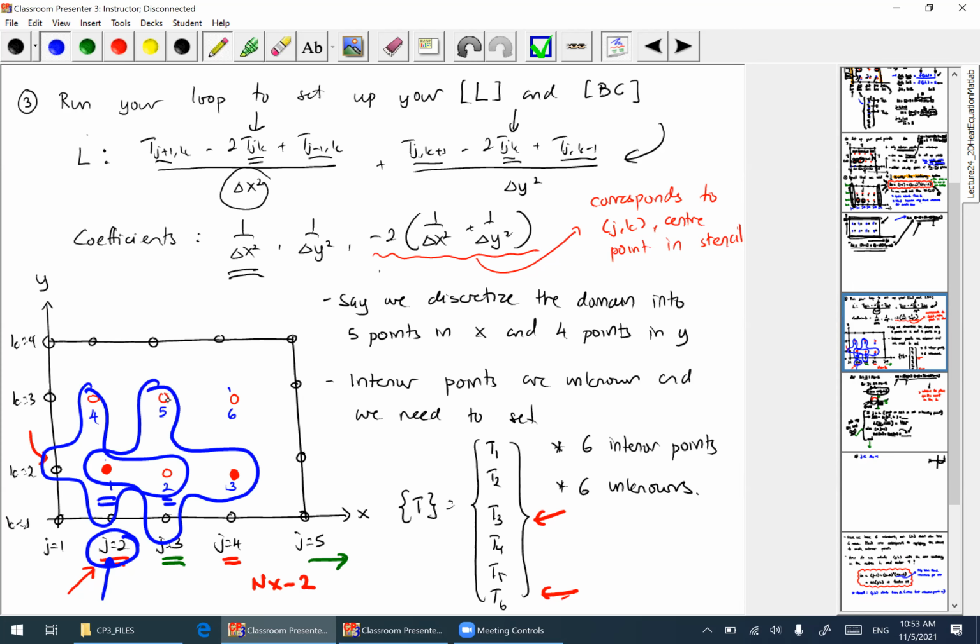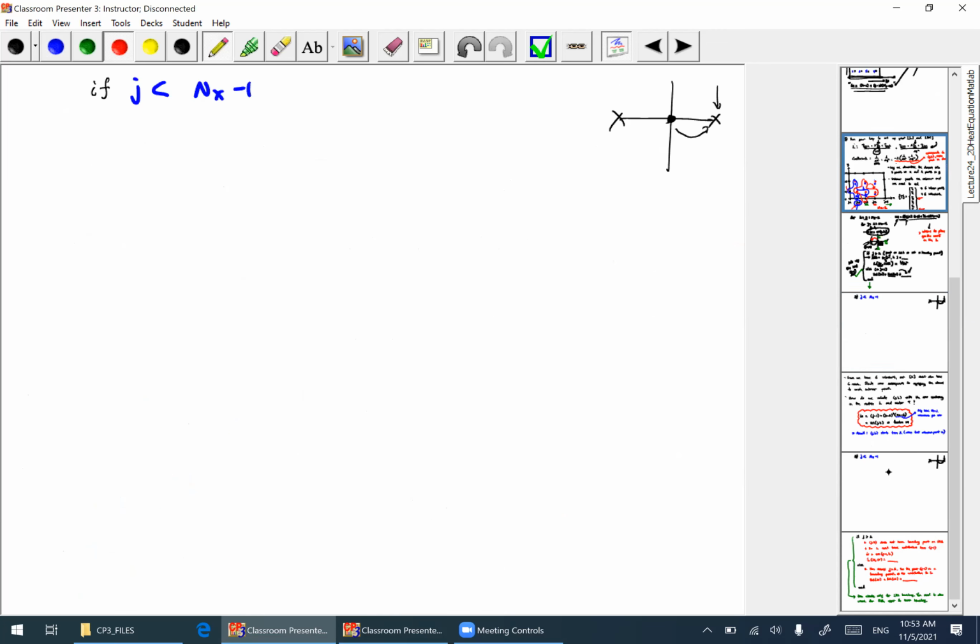So when you apply it to the first point, the point on the right hand side is actually point 2. So point 2 is not a boundary condition. Same thing when you apply your stencil to this point, the point on the right is not going to be a boundary condition. So if you write an if statement like this, you know that the point on the right hand side is not going to be a boundary condition, which means that it needs to be put into the Laplacian matrix.